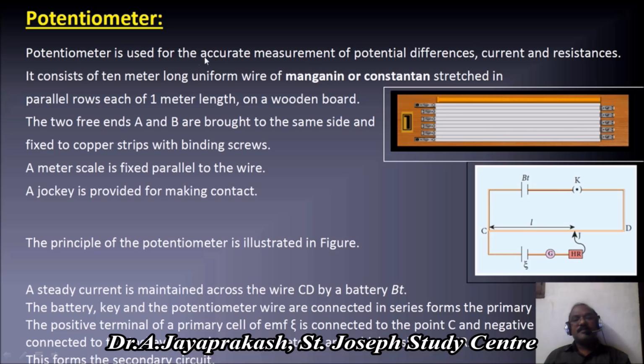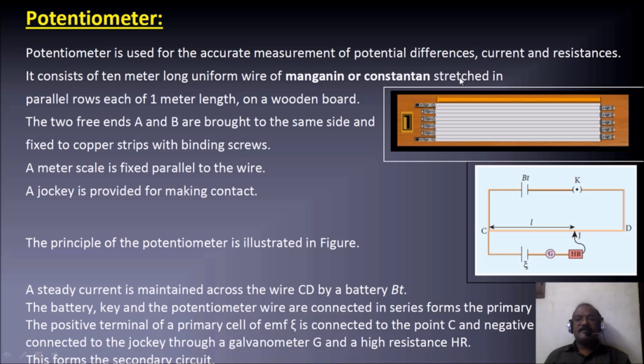So potentiometer is used for accurate measurement of potential differences, current and resistance. As I said, it consists of a 10 meter length of manganin or constantan wire stretched parallel from this end to this end. Each length is about 1 meter. The ends A and B are brought to the same side to make the circuit connection simpler. We also have a meter scale to measure the length.